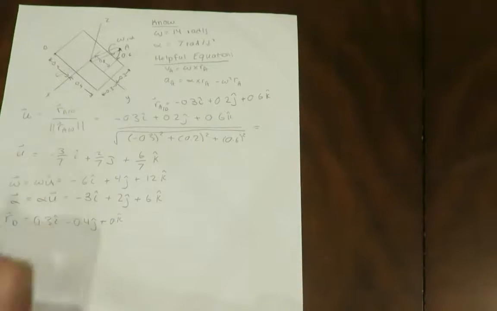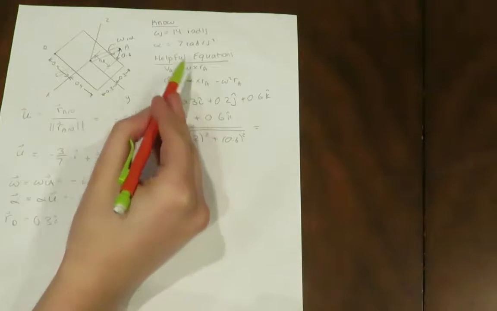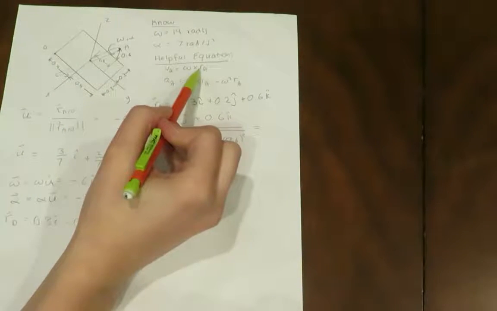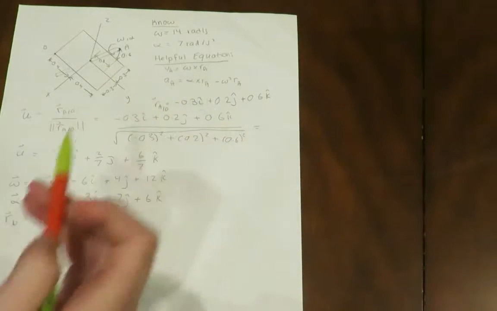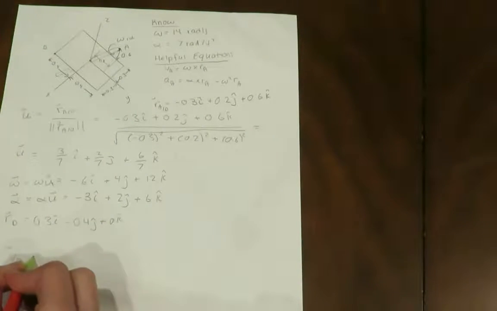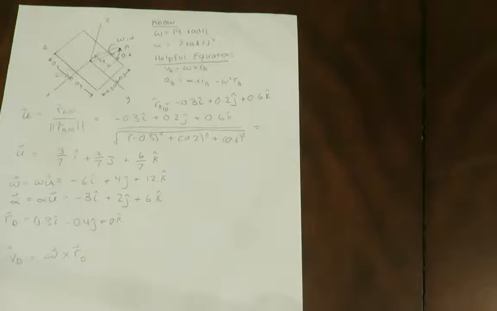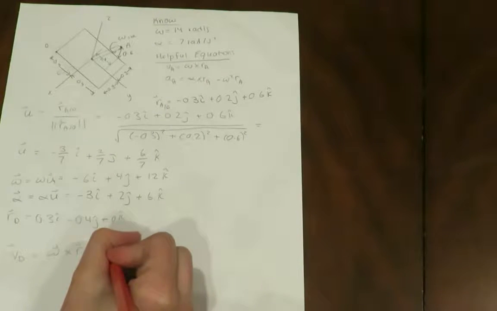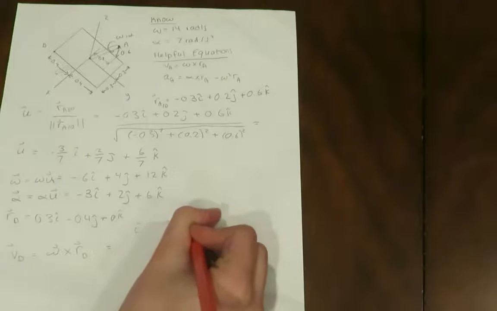So we know that the velocity of a point on a body is equal to the angular velocity of the body crossed with the vector from the body to the point on the body. So in our case, VD is equal to omega cross RD. We already know omega and we already know RD, so we can just build a nice little matrix and solve for this pretty simply.